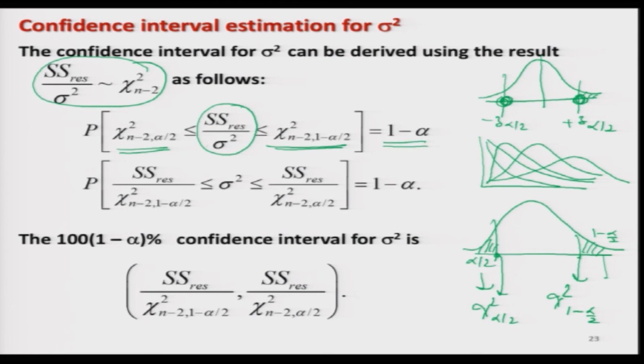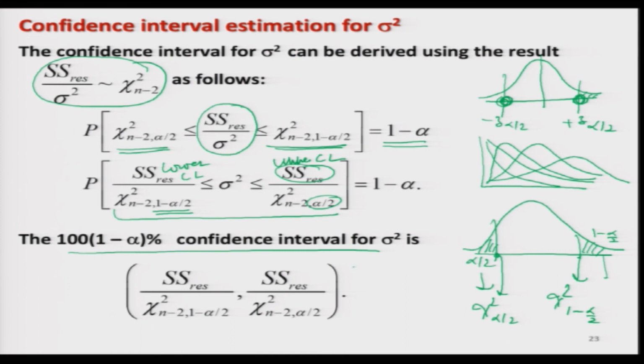If you simplify this inequality, you get these two limits. This is going to be the lower confidence limit and this is going to be the upper confidence limit. They come out to be SS res divided by the chi-square value at the 1 minus alpha by 2 significance level, and SS res divided by the chi-square value at the alpha by 2 significance level. Based on that, the 100 times 1 minus alpha percent confidence interval comes out like this. You can see that this is a function of SS res, the sum of squares due to residuals, and always remember that chi-square is not a symmetric distribution.